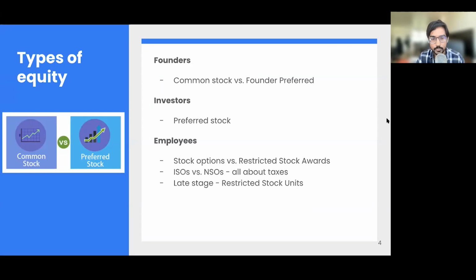One last question for you, Neil, on this page, and then Ryan might have a few others from people. But what is the difference, if any, between preferred stock and founder preferred? Because I think those can be confusing terms.